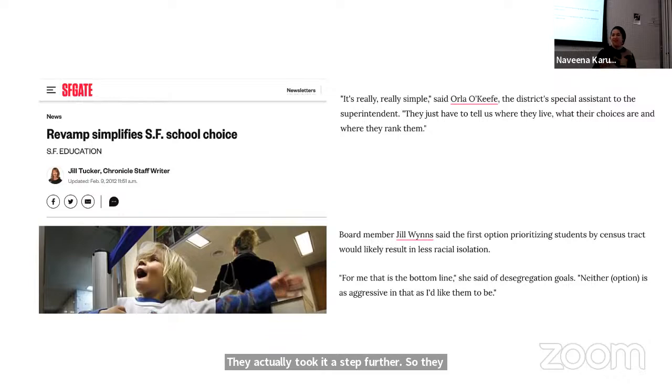They took it closer to the equity screen that we saw at the beginning. They said, it's not just that the schools are open to all the students, we're going to give a special priority to the students who live in parts of the city where, according to the census tract, they have lower performing schools. So they're saying, if you live in a poor neighborhood, we're actually going to give you a boost and prioritize you. So whatever schools you choose, you're way more likely to get into them than everyone else. This board member said, for me, that is the bottom line of our desegregation goals. Neither option is as aggressive in that as I'd like them to be, though.